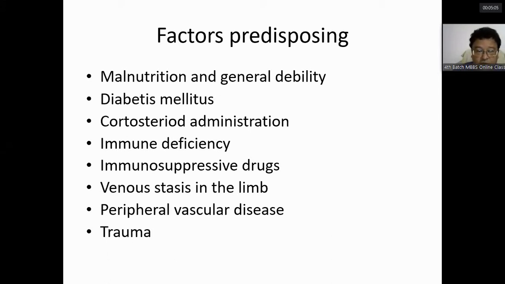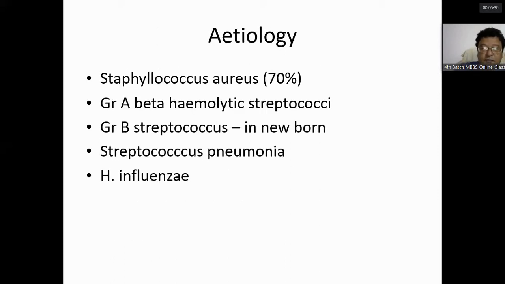The other factor is actually immunocompromised condition. So diabetes, corticosteroid administration, immune deficiency, immunosuppressive drugs, okay, all this means immunosuppression, okay. And venous stasis in the limbs, peripheral vascular disease, and trauma. If the circulation is also not good in the limb, you're also prone to infection, okay. So these are the predisposing factors.